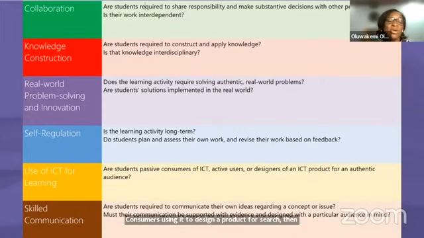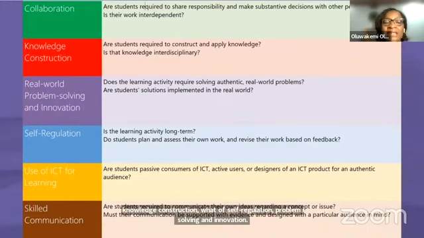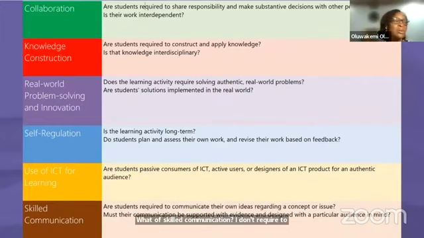But even for those that say, oh, the students don't have devices, what of the other skills? What of collaboration? What of knowledge construction? What of self-regulation, problem solving and innovation? What of skilled communication? Are they required to communicate their ideas? Do you give them room to come and say, oh, this is an apple, or this tomato is planted in this area, the best time the pomegranate grows is this? Do you give them opportunity to communicate and develop their communication skills?